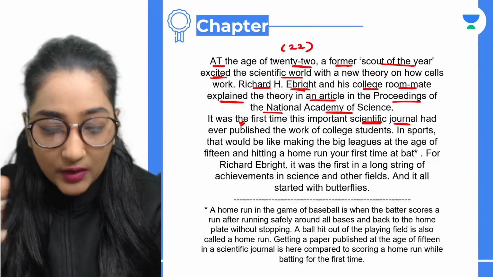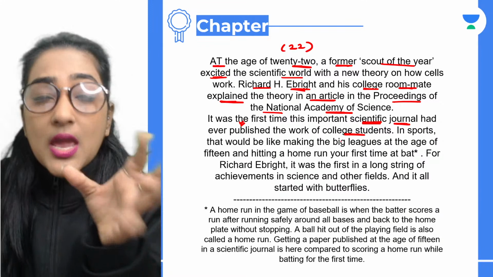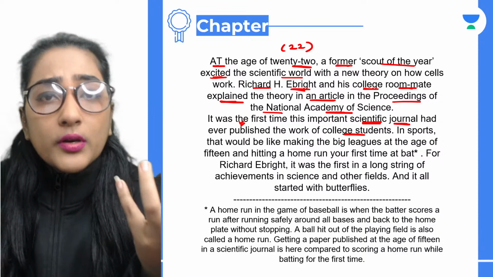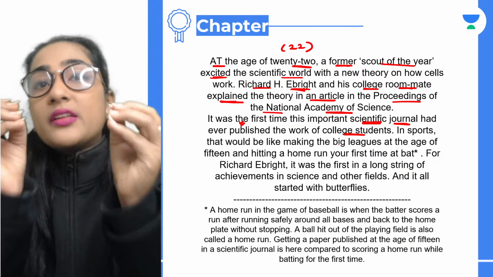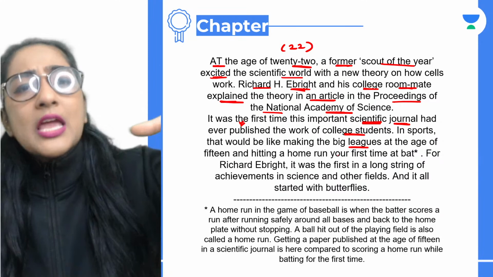Had ever published the work of college students, toh wo pehli baar hua tha ki kabhi zindagi mein scientific journals mein aise kisi ka bhi kaam publish nahi hota hai, okay? It should be very important, it should be a renowned thing, or it should actually be completely different. So pehli baar ye wali theory explain ki gayi thi. In sports, that would be like making the big leagues at the age of 15. Toh sports mein uska kya matlab hoga ki aap bahut bade bade scores le rahe ho.